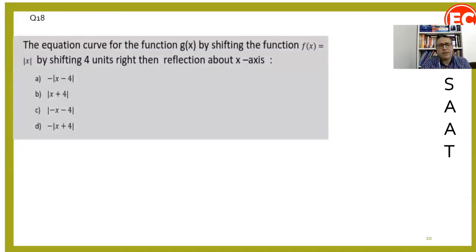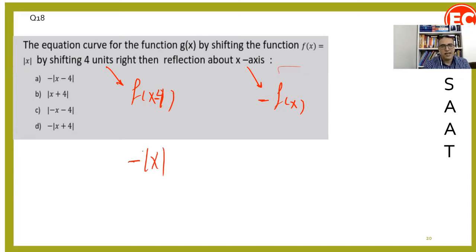Another example for a transformation is a combination of two transformations. This one is a translation 4 units to the right and reflection about the x-axis. We know that reflection about the x-axis is negative f of x. 4 units to the right means f of x minus 4. So if it was absolute value of x, it's going to be negative outside, and then inside x minus 4. So the right answer is A.